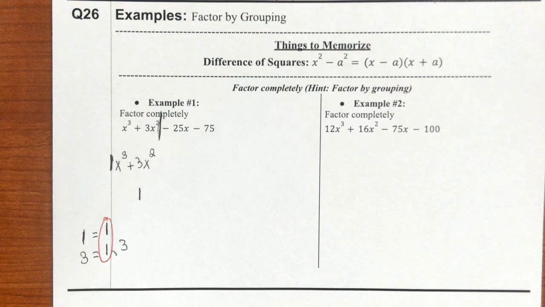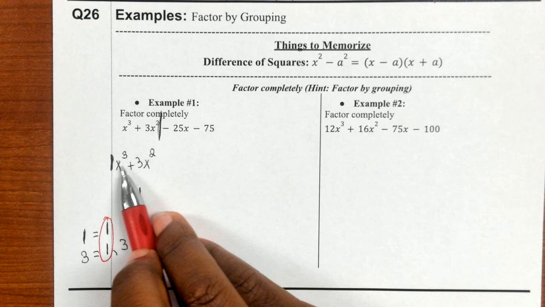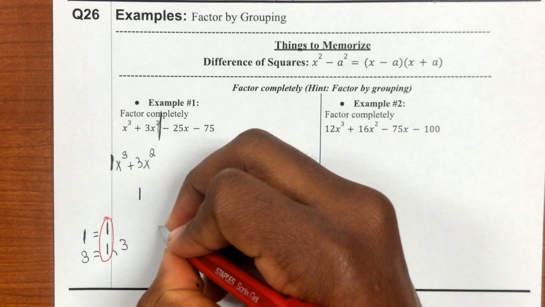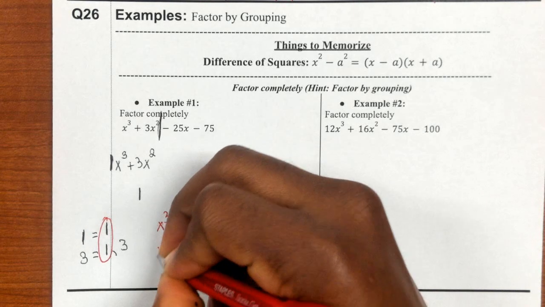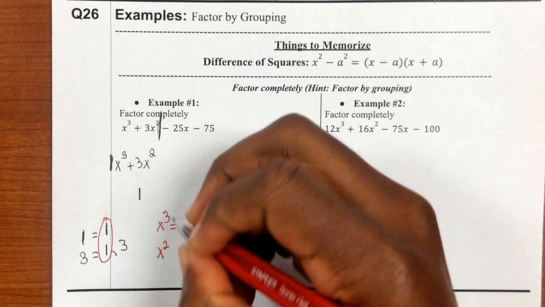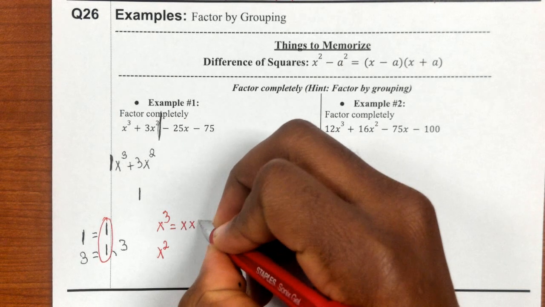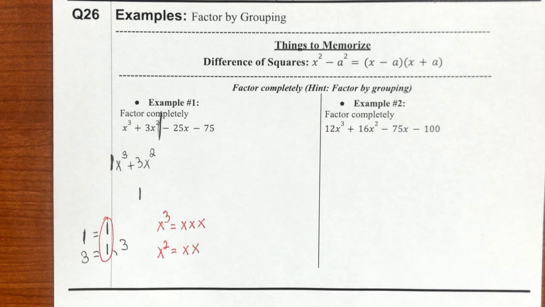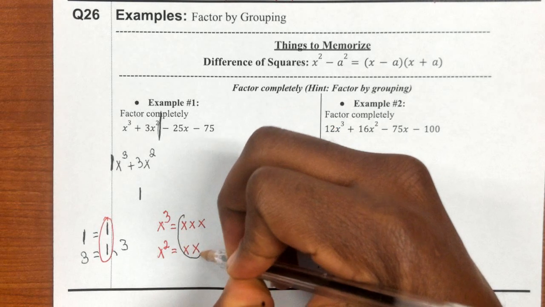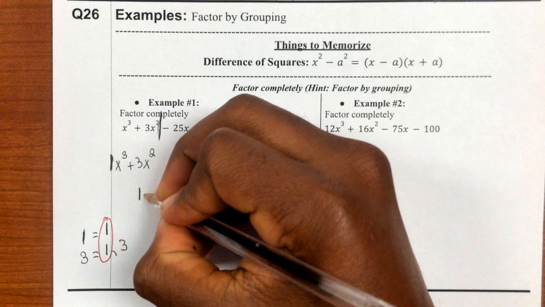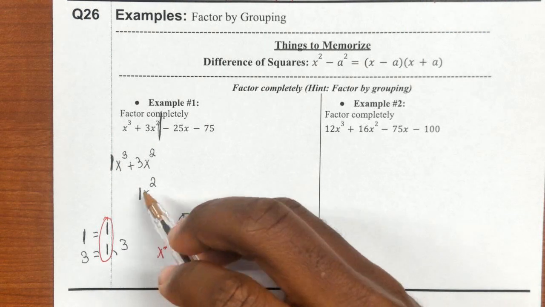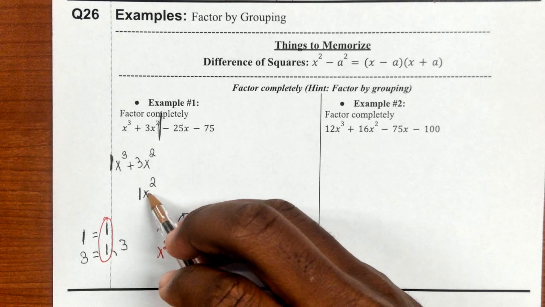Now we're going to look at the variables, the letters. We have an x cubed and we have an x squared. Technically, an x cubed means that you're multiplying 3 x's together. X squared means you're multiplying 2 x's together. What's the largest amount of x's they have in common? Yup, 2 of them. So that means they both have x squared in common. That's all that they have in common when it comes to numbers and letters.